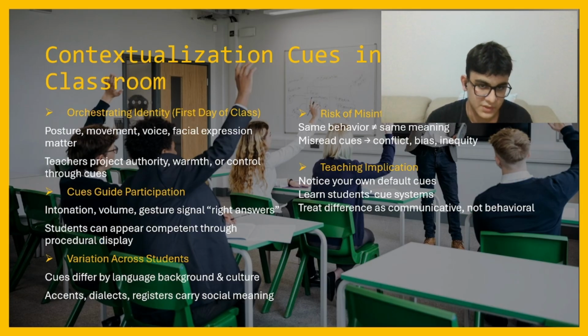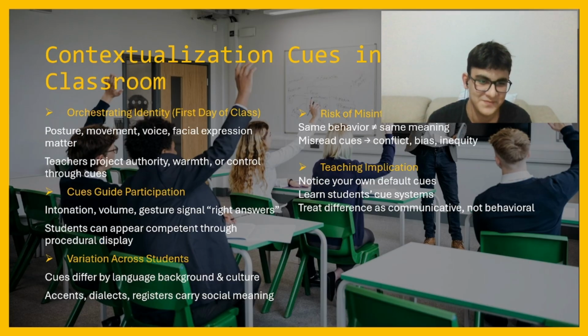Next, we have these contextualization cues in a classroom environment. First, we have orchestrating identity, or how we can show ourselves in the first days of our class. Our posture, movement, voice, facial expressions matter on how people see us, how people might think about us. Teachers in a classroom project authority, warmth, or control through cues in classrooms. They control the classrooms using these things.